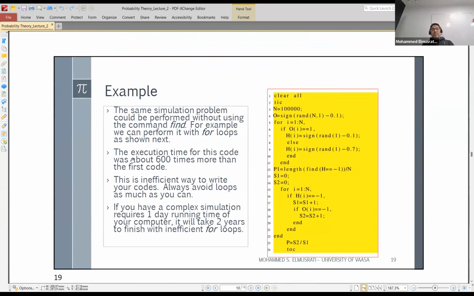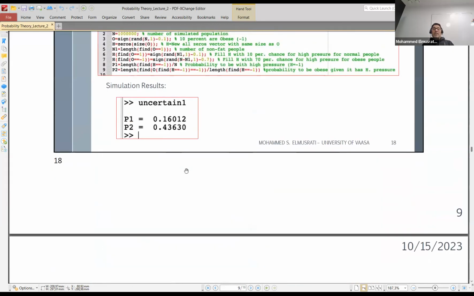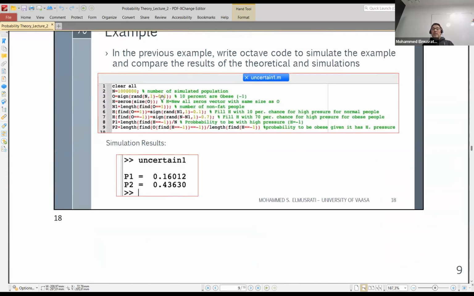But here in MATLAB, I generated the same code but using a for loop, as you can see, for int, and so on. To generate this result, the time required was 600 times more than the time required by using this code, even though it is the same problem.